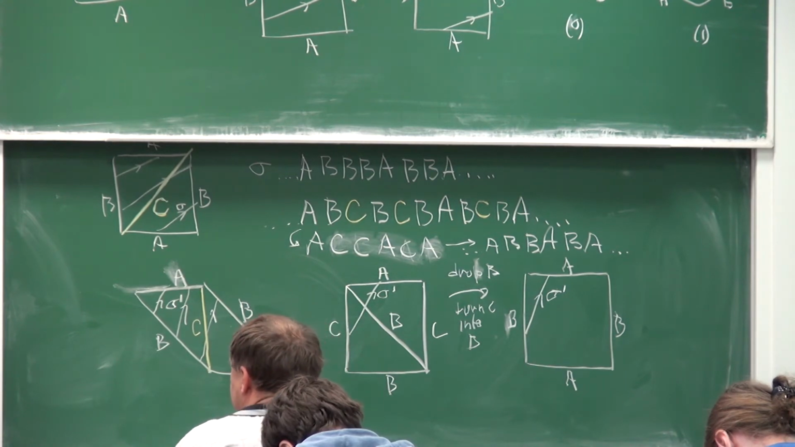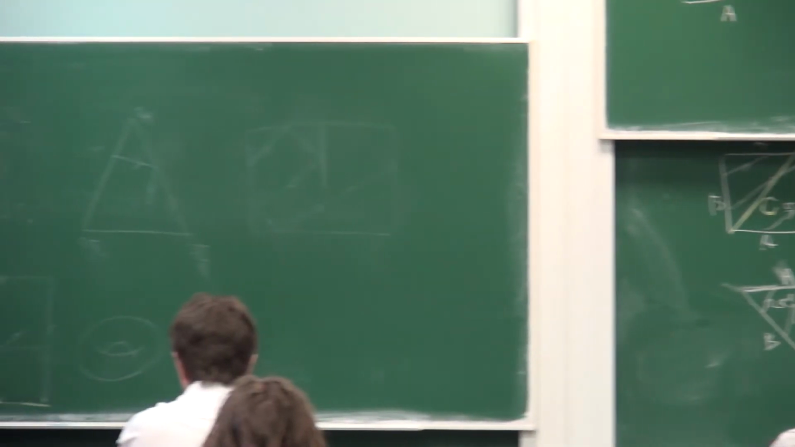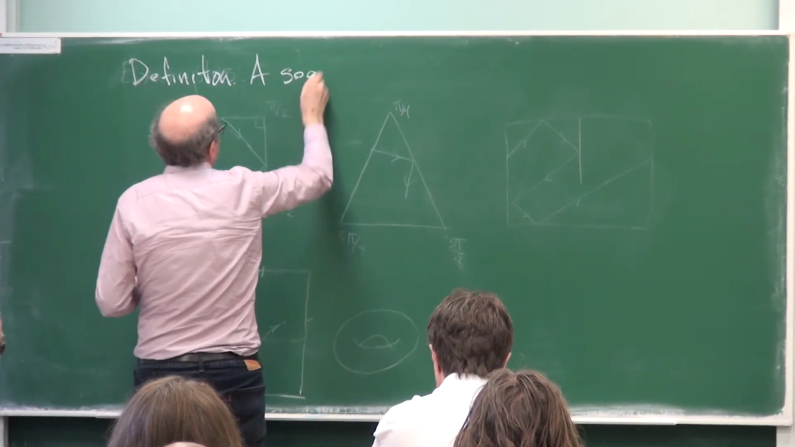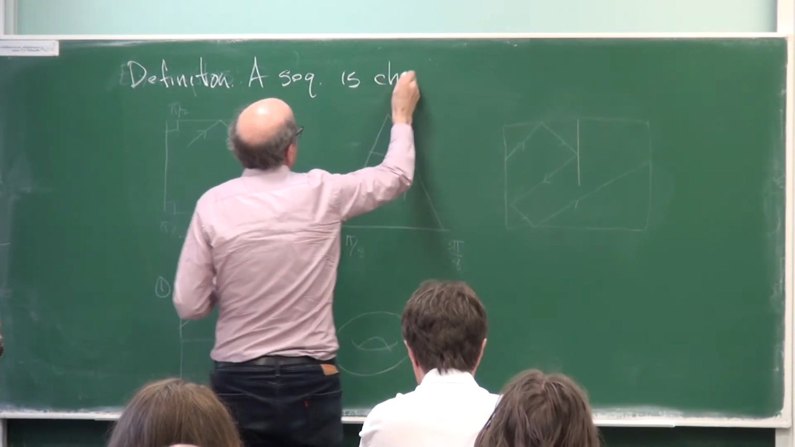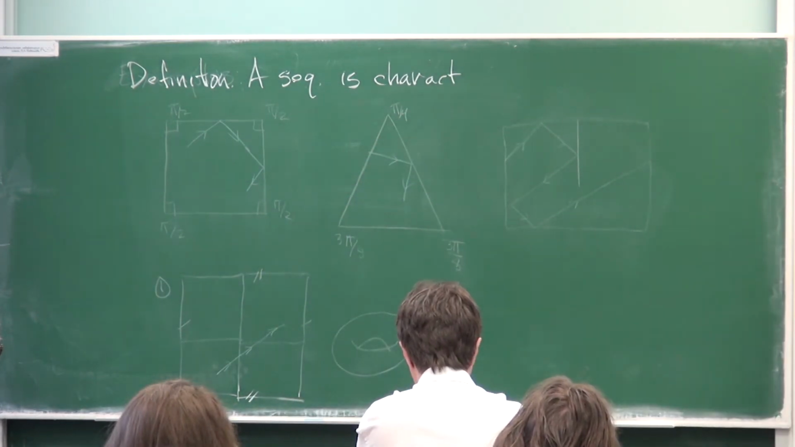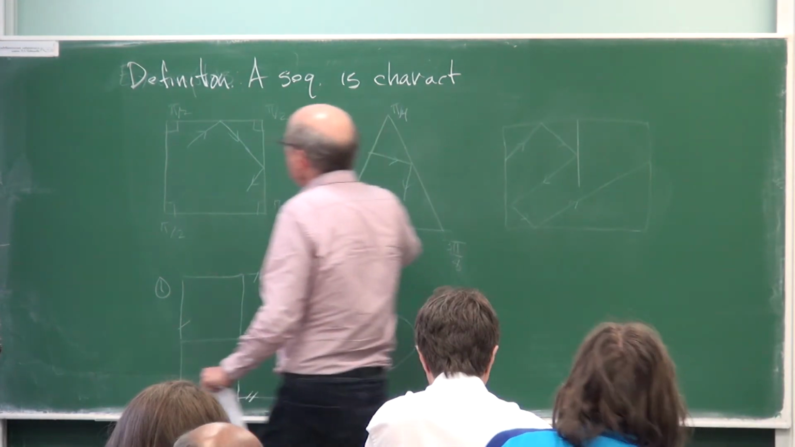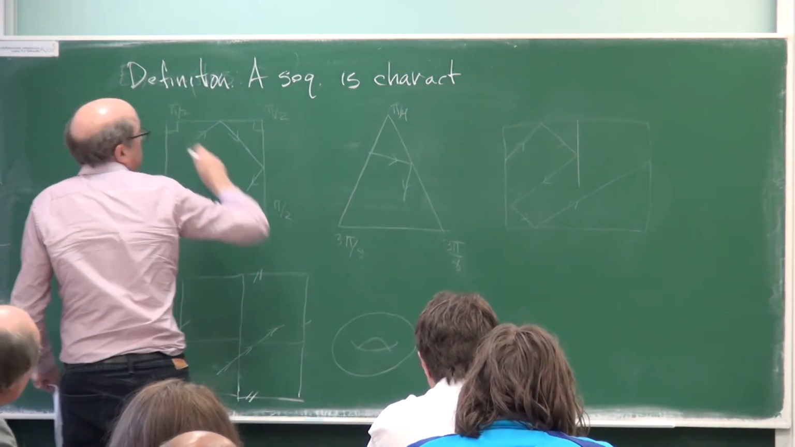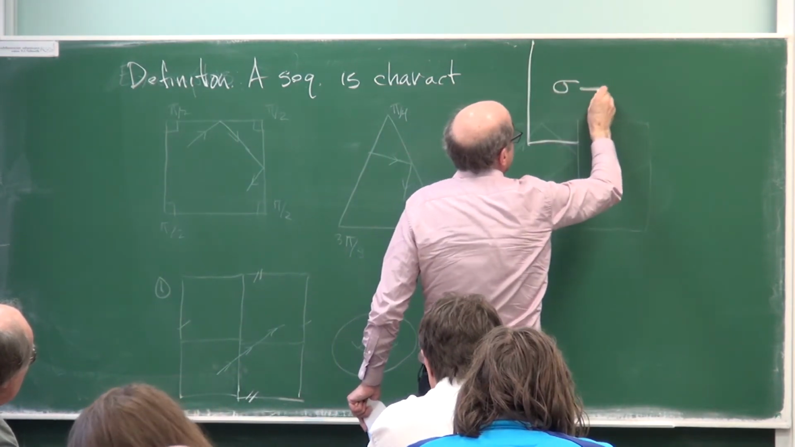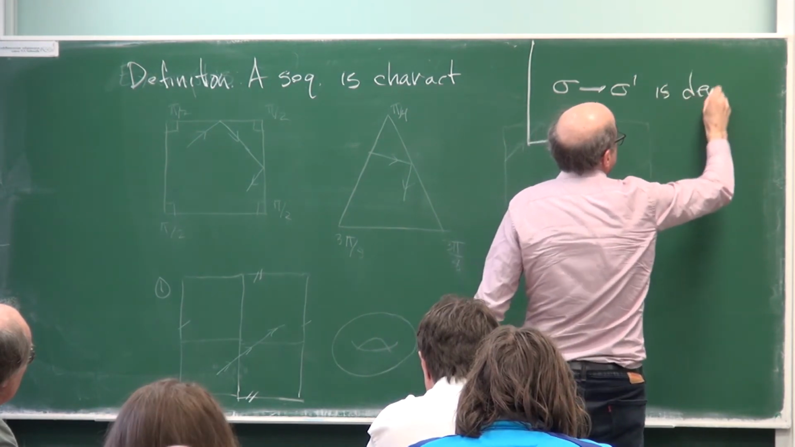The definition: a sequence is characteristic. Let me call this operation, the operation that takes sigma to sigma prime, a derivation.